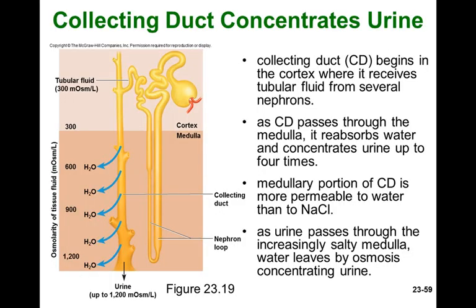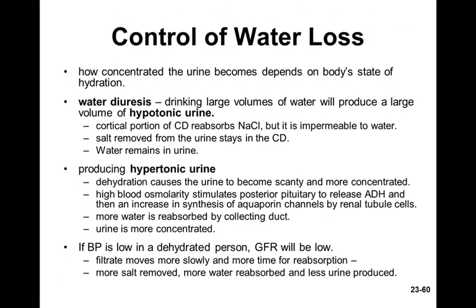The collecting duct is the part of the nephron that actually concentrates urine. It begins in the cortex, where it receives the fluid from several nephrons. As the collecting duct passes through the medulla, it reabsorbs water and concentrates the urine. The medullary portion of it is more permeable to water, and as urine passes through that increasingly salty medulla, water leaves by osmosis, which helps to really concentrate that urine.